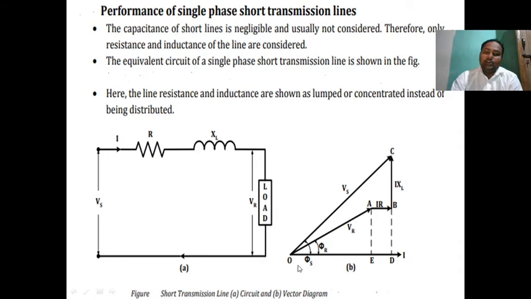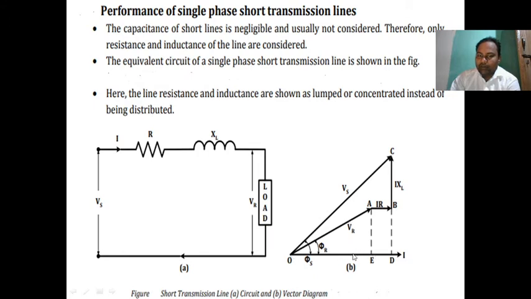So in the point representation, OED is the horizontal component, DBC the vertical component, and the hypotenuse is O to C. So O to C is the sending end voltage, O to A is the receiving end voltage, A to B is nothing but IR, B to C is IXL. So O to E is a horizontal component. In the horizontal component, the magnitude O to A is VR.